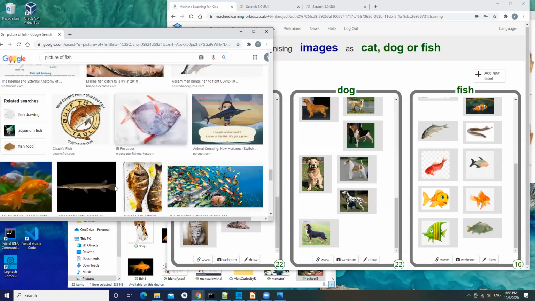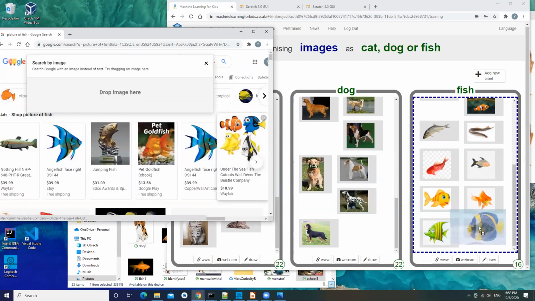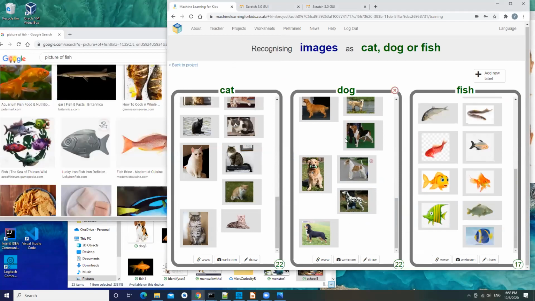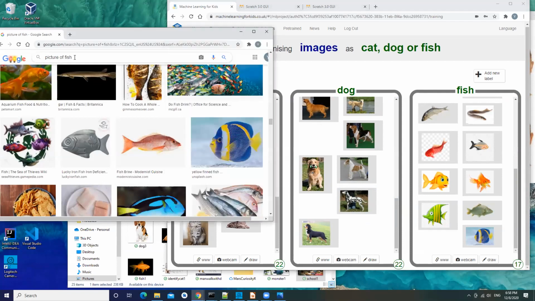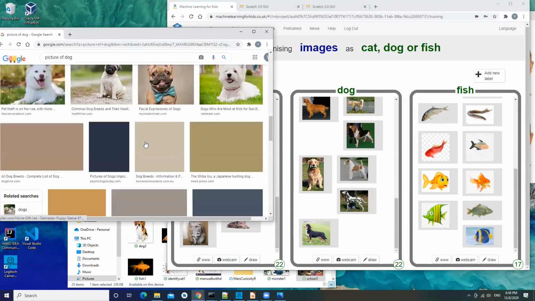The fish doesn't look very nice to me, but okay, this is a nice fish. I drag this fish over here, right? Then I want to train them with different kinds of dogs. So I say, okay, I want to train the dog, and I want a different kind of dog picture.